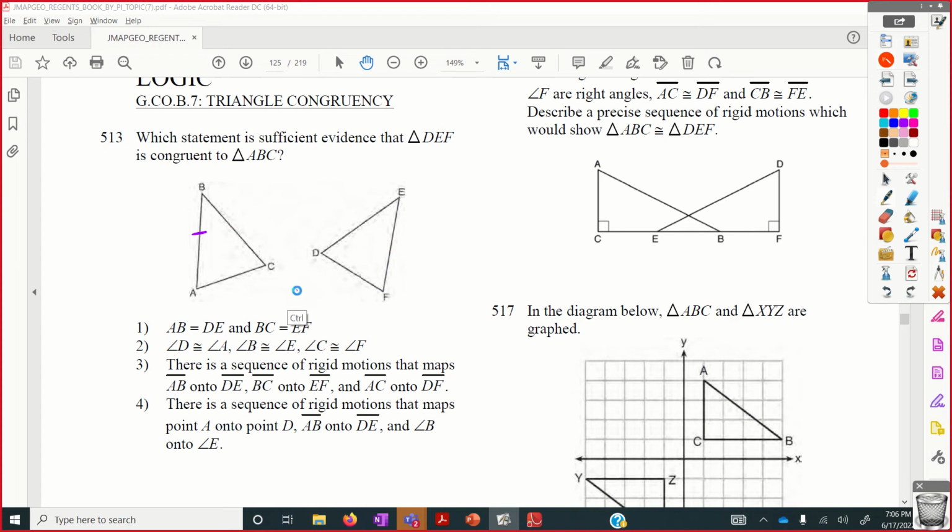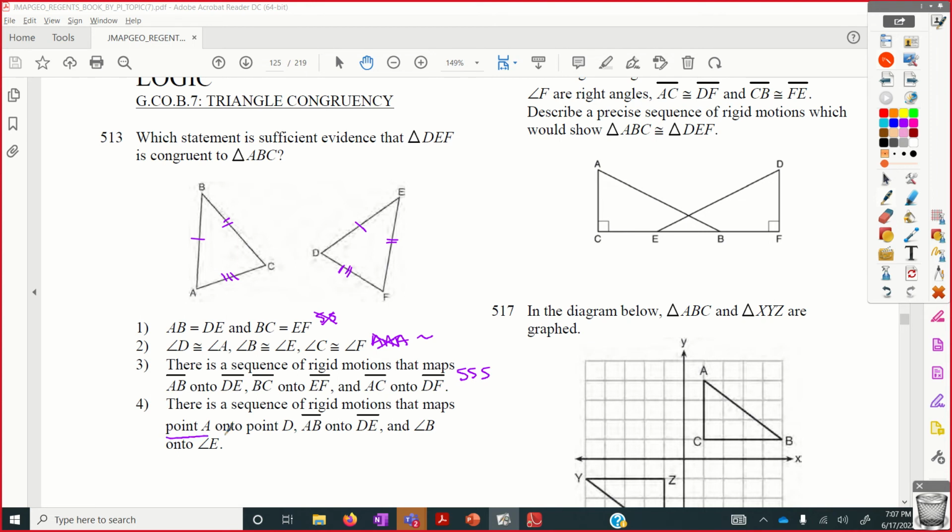Okay? So you can kind of think of this as just S times SS. That's not enough. 2 is angle, angle, angle. Remember, that is for similar triangles, not congruence. All right? If we have a sequence of rigid motions, that means that AB is going to map onto DE, and they'll be equal. BC is going to map onto EF, and they'll be equal. And then AC is going to map onto DF. They'll be equal. And this is going to be side, side, side.